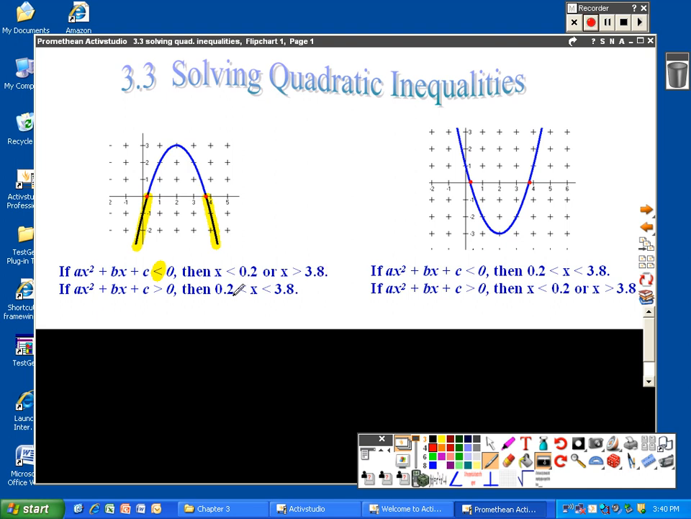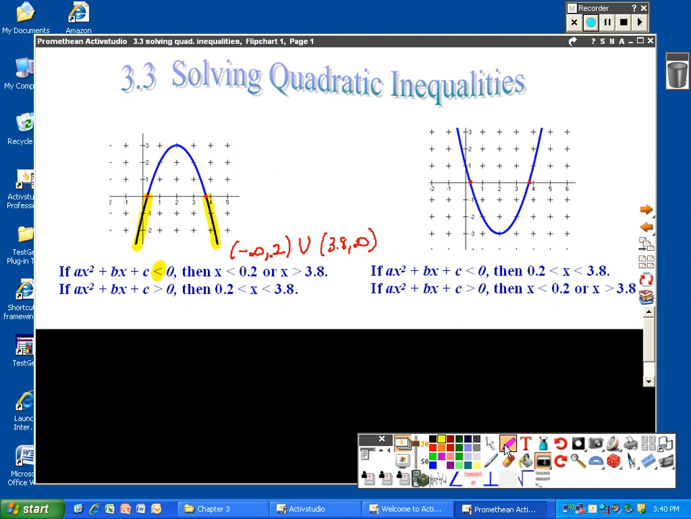If we were to write it in interval notation, it would be negative infinity to 0.2, parenthesis, because all of these values to the left give me this graph down here. Union 3.8 to positive infinity, because all of the values bigger than 3.8 give me this part of the graph down here.